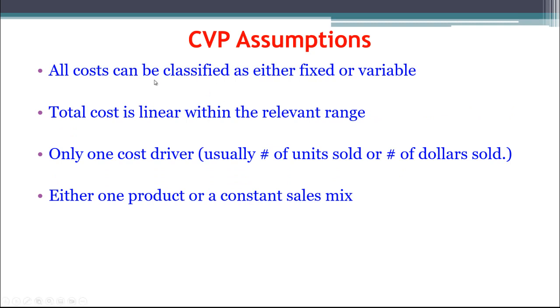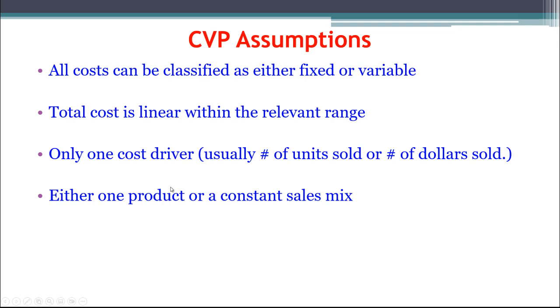We first need to assume a few things. We need to assume that all costs can either be classified as fixed or variable. If they were mixed, we need to know what the variable and fixed components are from the high-low method. We assume that total cost is behaving in a linear fashion within the relevant range. And we also are assuming there's only one cost driver, whether it be number of units sold or number of dollars sold. That's what's driving both cost and profit.